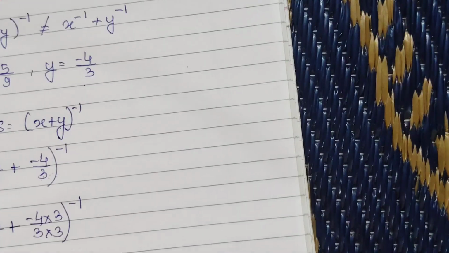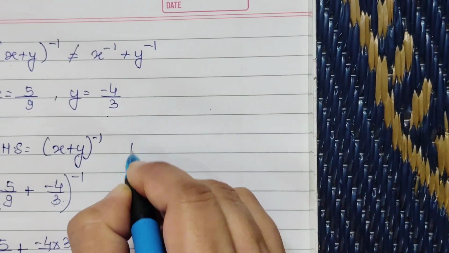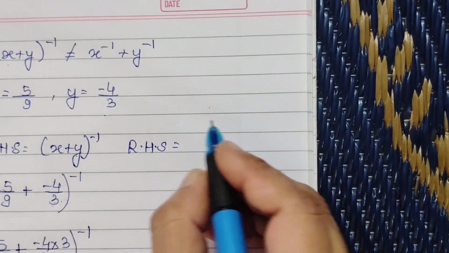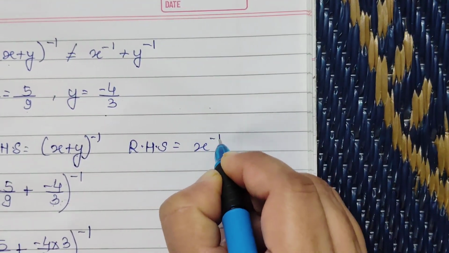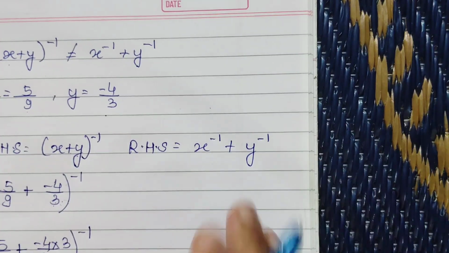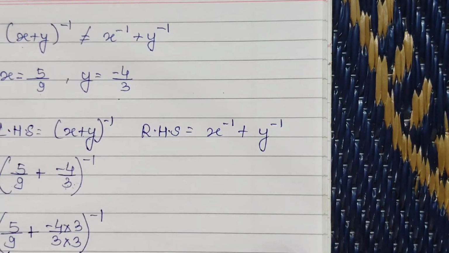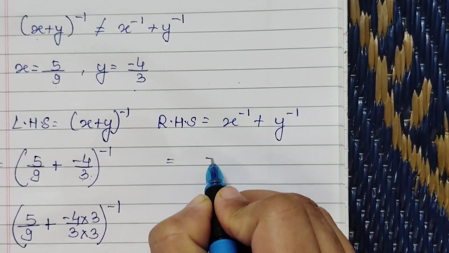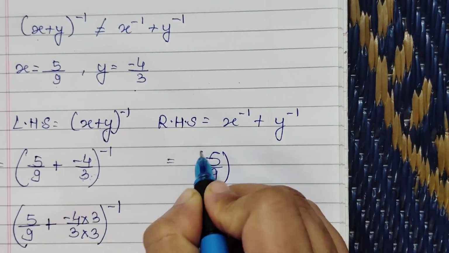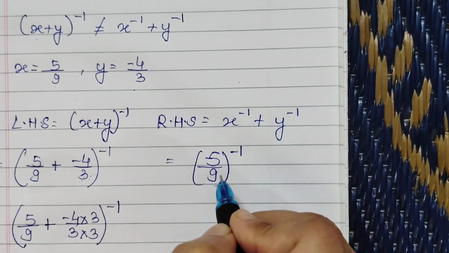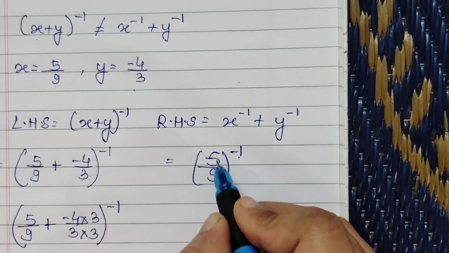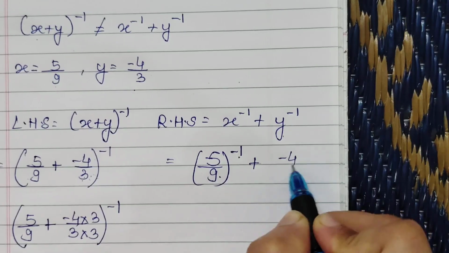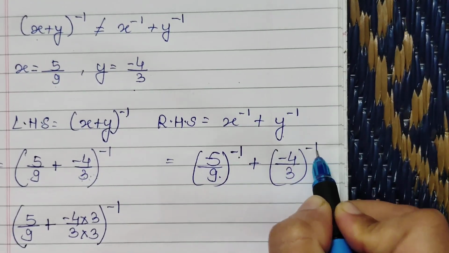Now we'll go to the right hand side. X raised to minus 1 plus y raised to minus 1. So what is the value of x? 5 upon 9. So 5 upon 9 the whole raised to minus 1. This is whole x. Plus y is minus 4 upon 3. The whole raised to minus 1.